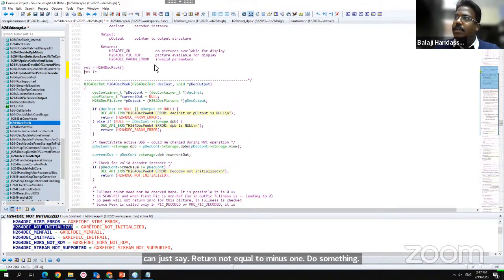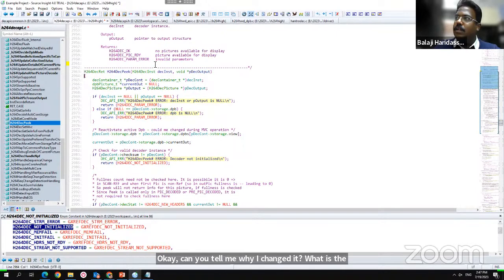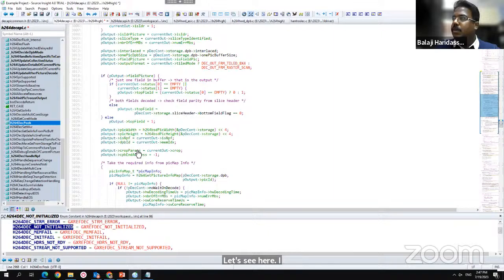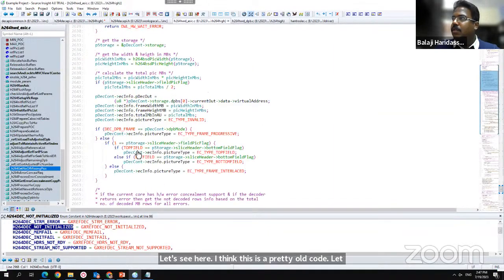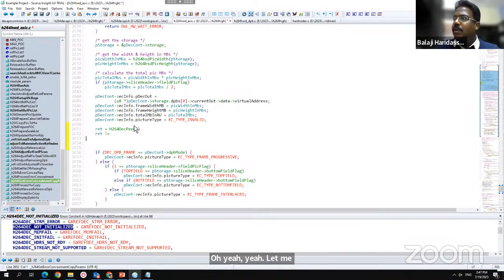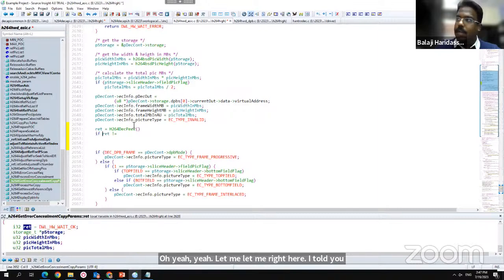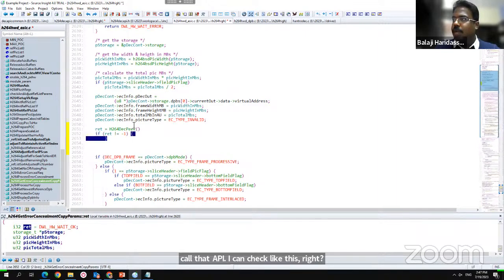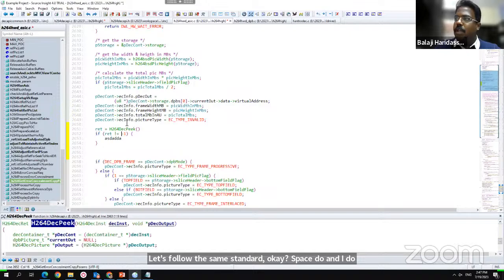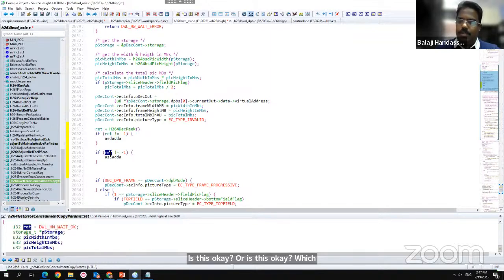Can you tell me why I changed it? What is the difference between this and this? This is another simple standard. I think this is pretty old code. Let me show you some other. Yeah, here. Let me write here. I told you to call that API. I can check like this, right? Let's follow the same standard: space, do, and I do something here. Correct. Is this okay, or is this okay? Which one do you think is best?